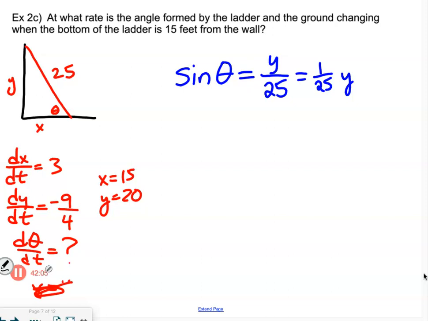Good job. All right. Did I pause it? No, I didn't. Okay. So the derivative of sine is what? Cosine. So the derivative of sine theta is cosine theta times what? D theta dt. If you don't have a d theta dt in your answer, how are you going to solve for it? So you have to have a d theta dt in your answer. Every time you differentiate with respect to t, you're going to have this differential for every single one of your variables. All right, so d theta dt equals, what is the derivative of 1/25 y? 1/25 dy dt.